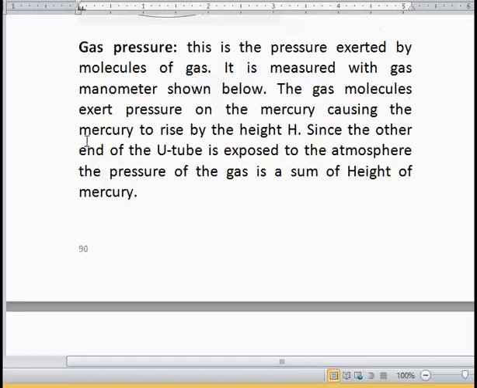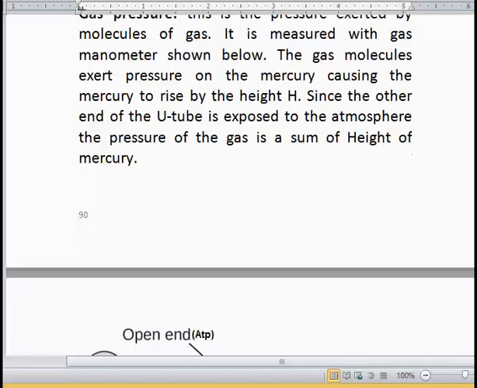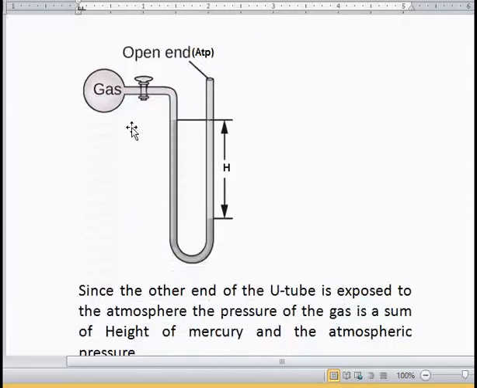Now the gas molecules exert pressure on mercury, causing the mercury to rise. For the measurement of gas pressure, we use a mercury manometer. Remember that for atmospheric pressure it is the mercury barometer, but here we use a manometer. This is the construction, or a schematic diagram, of a manometer. This is the reservoir of the gas. This is a tap that you open to let the gas enter into the U-tube.